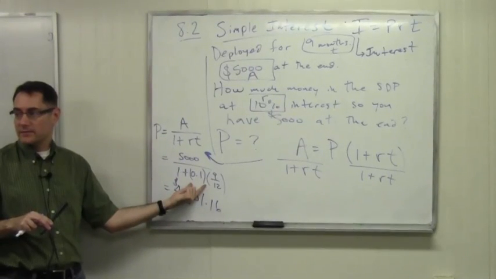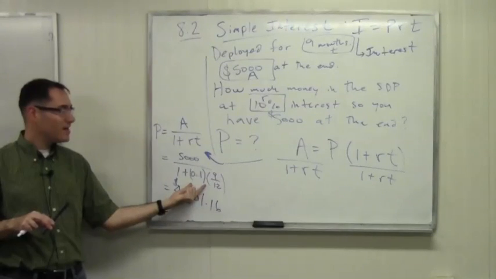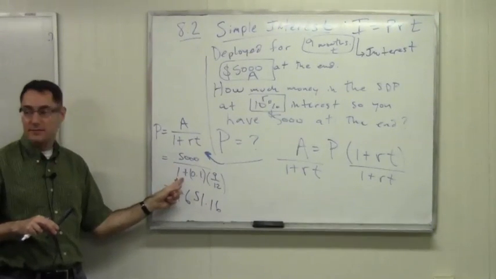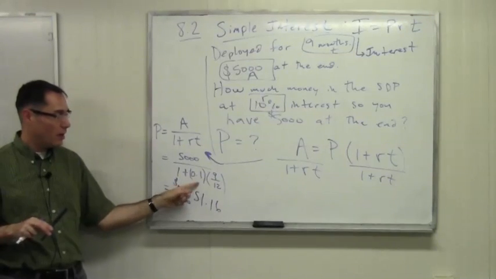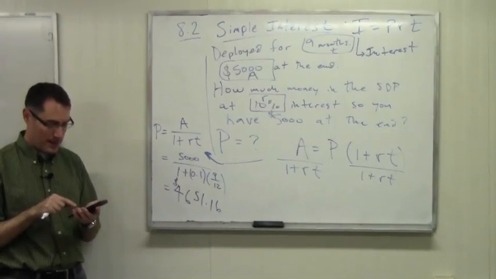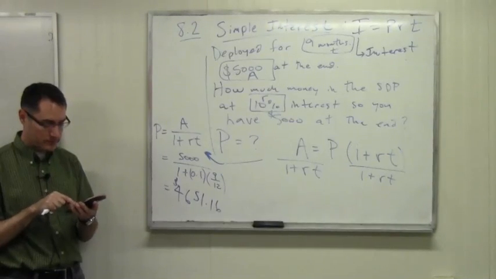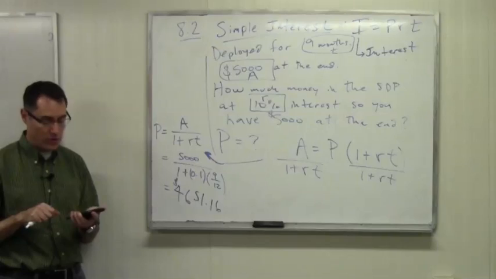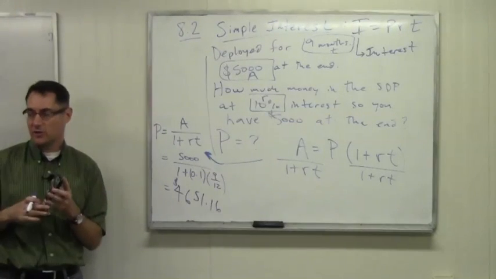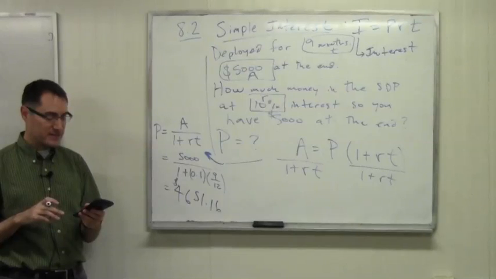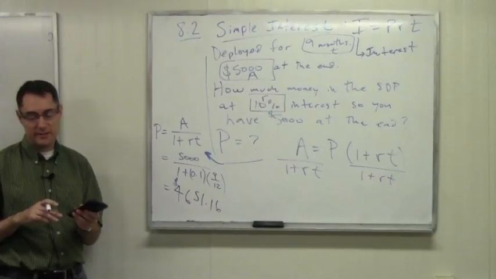So it's 5,000, parentheses, 1 plus 0.1 times 9 divided by 12. Then your closing parenthesis, right? Yes, although your calculator doesn't have to have the closing one, but yeah, the closing parenthesis works. $4,651.16.